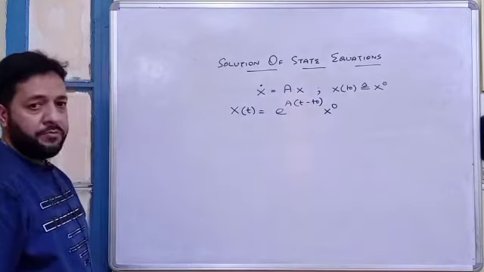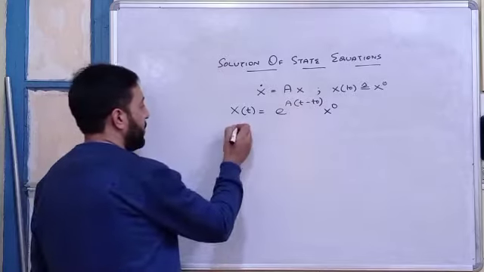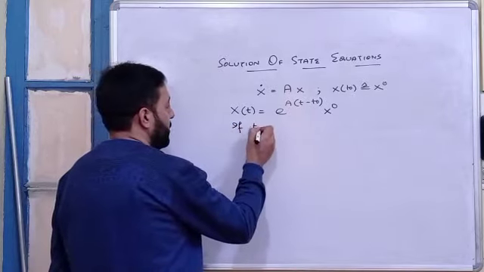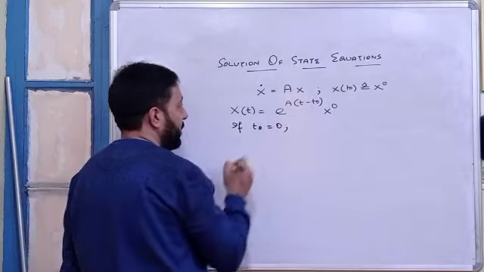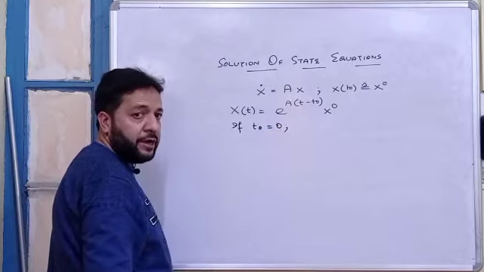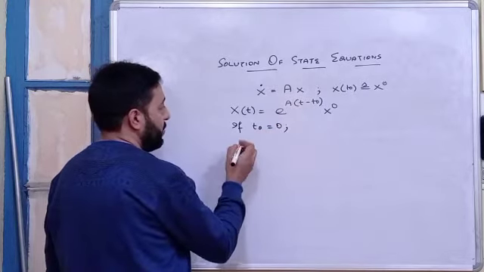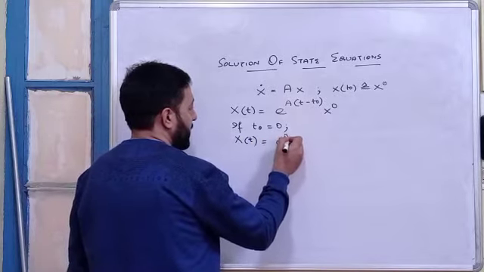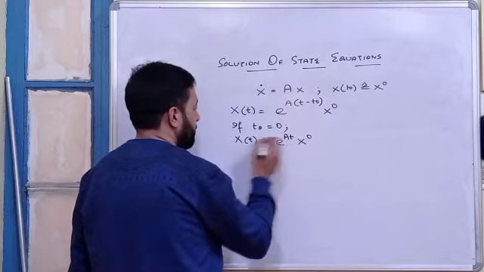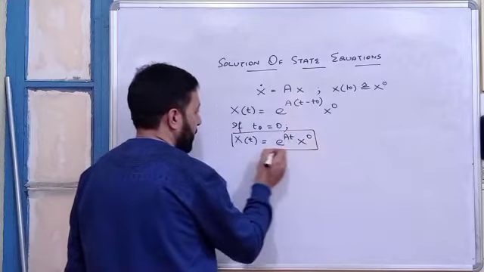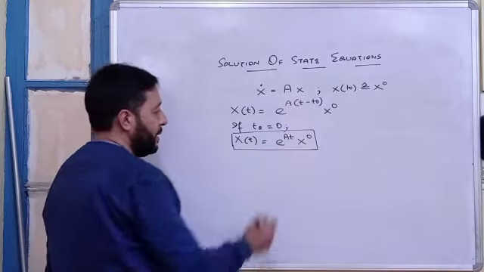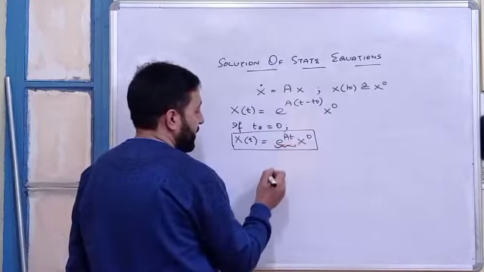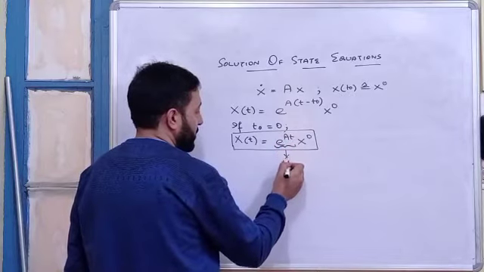Now if t naught is equal to 0, which can always be taken for LTI systems because it doesn't matter what the initial time is, x of t will be equal to e to the power At into x naught. This e to the power At, we have seen, is the matrix exponential.